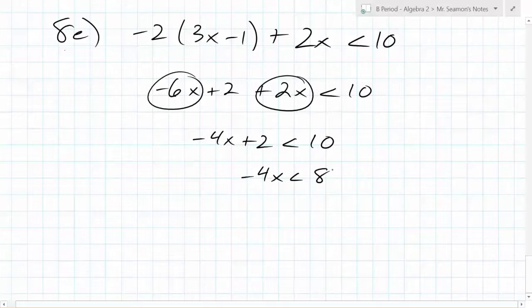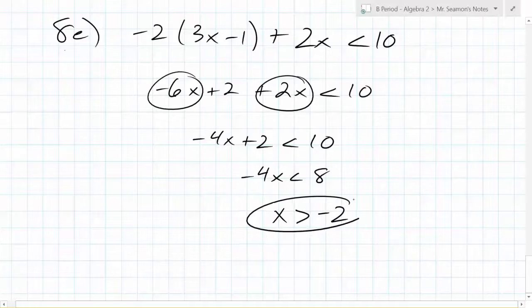Now what am I dividing by? Negative 4. So what do I have to do to the sign? So it's going to be x is greater than what? Negative 2. Now this question asks you to solve and graph your solution on the number line.